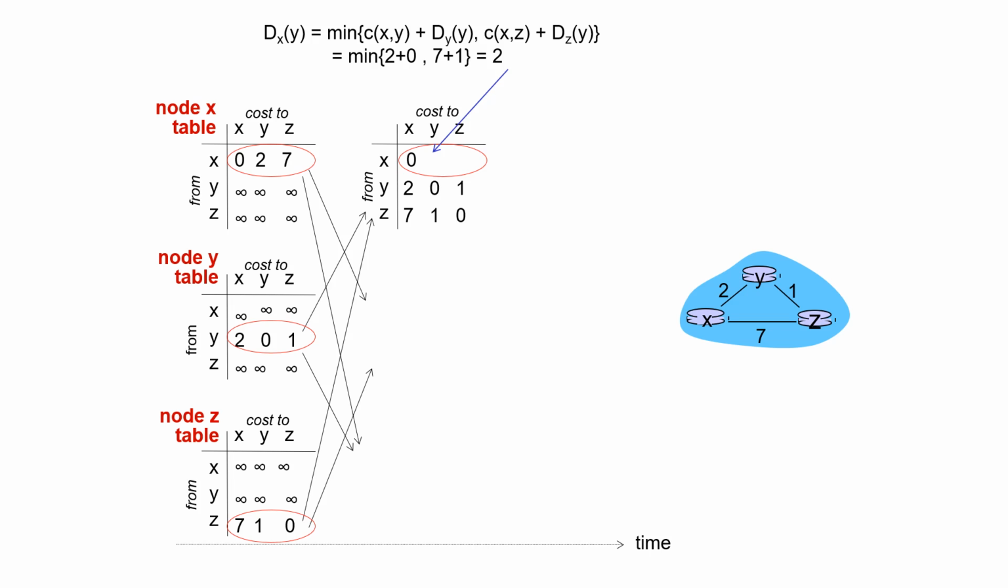So the cost from X to Y can be recomputed by the Bellman-Ford equation. We need to replace X to Y. D of X to Y is the minimum cost of X to Y plus Y to Y, because there is no intermediate node. So Y itself is represented as Y to Y. X to Y, Y to Y. Y to Y is 0. X to Y is 2. So 2 plus 0 is 2.